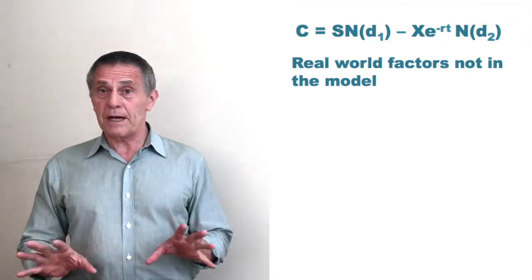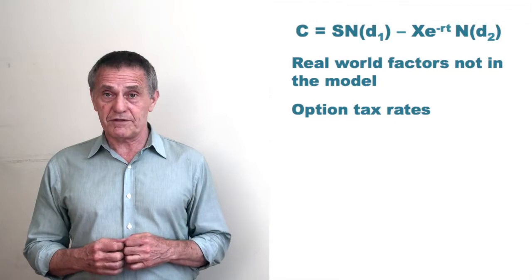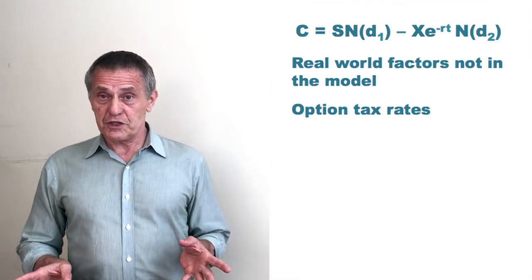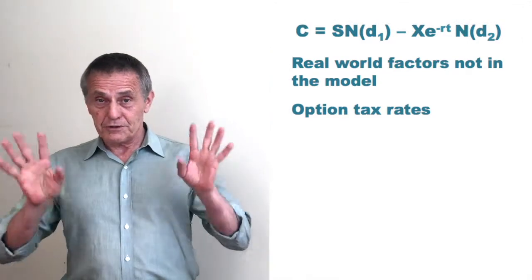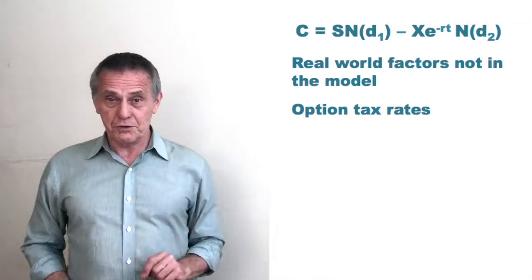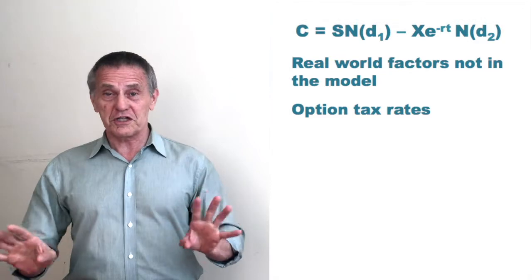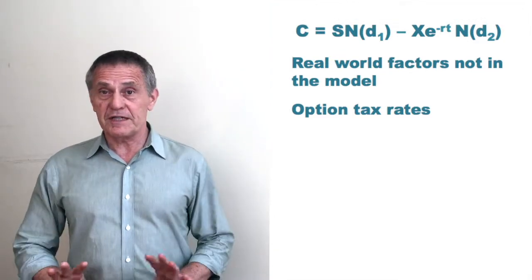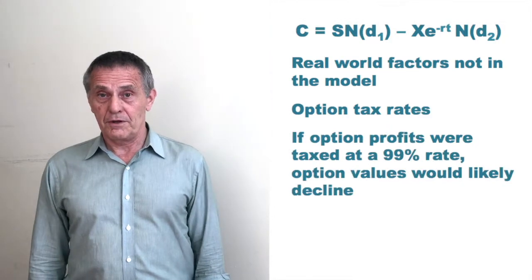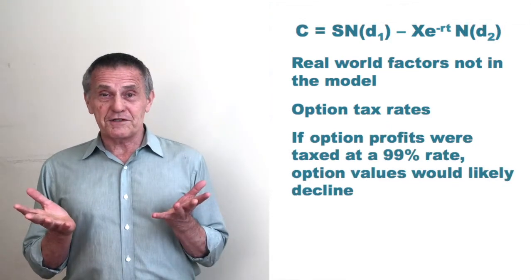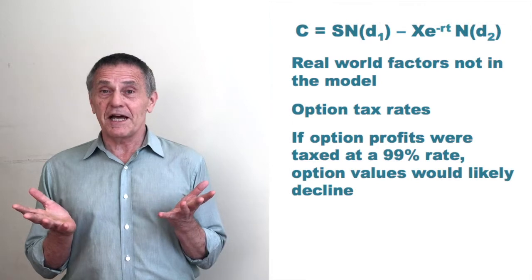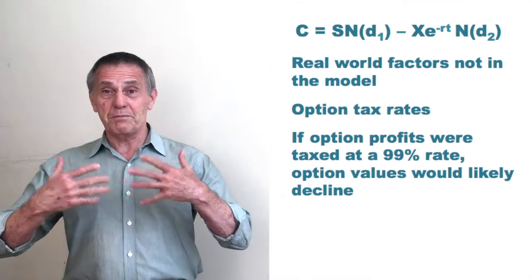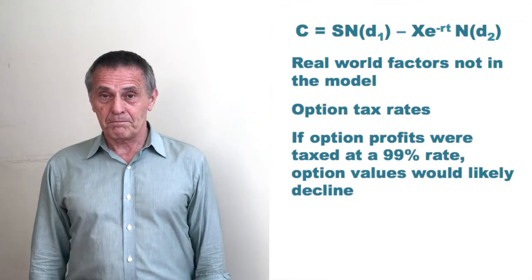Well, for instance, what about tax rates on option profits? For instance, let's say the government took the position that the only people that trade options are speculators, and speculation is a really bad thing, so we need to discourage excessive speculation. To do that, we're going to tax option profits at 99%. Well, what would happen to option prices if option trading profits were taxed at a 99% rate? Well, chances are the value of options would go down because there would be much less demand for them.